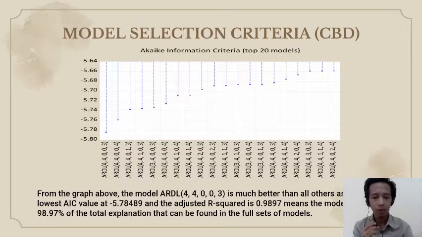From the graph, the model ARDL for 4003 is much better than all others as it has the lowest AIC value at -5.78489 and the adjusted R-squared is 0.9897, which means the model contains 98.97% of total explanation that can be found in the full set of models.